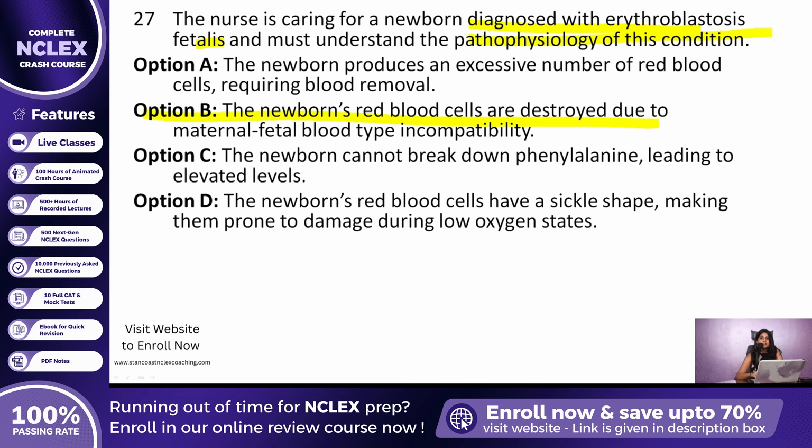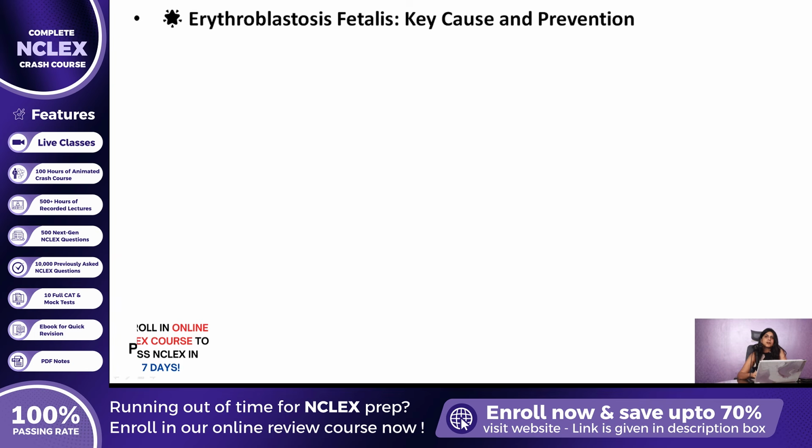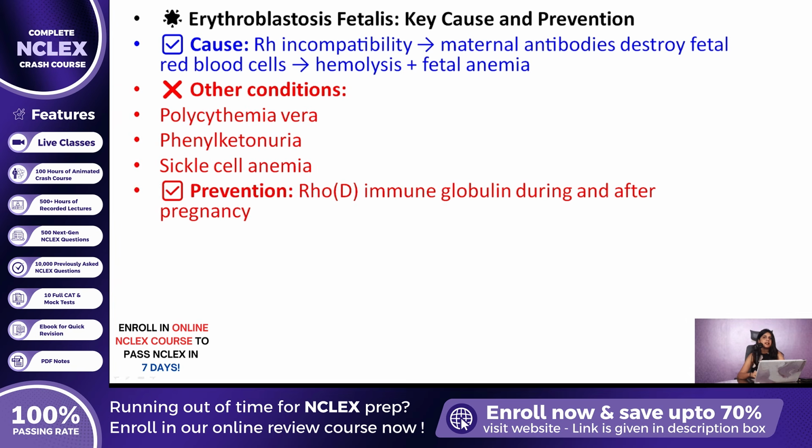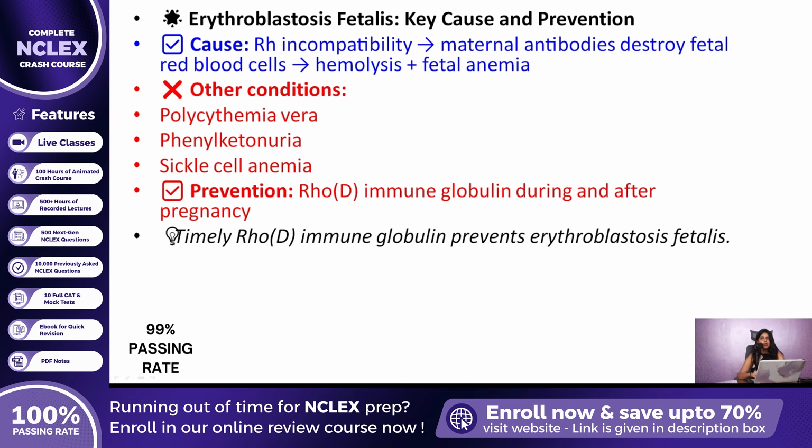This condition typically arises from an Rh incompatibility, where maternal antibodies attack fetal red blood cells, leading to hemolysis and fetal anemia. The other options describe unrelated conditions, such as polycythemia vera, phenylketonuria, and sickle cell anemia. The key point is that erythroblastosis fetalis is a preventable condition through appropriate administration of Rho-D immune globulin during and after pregnancy.